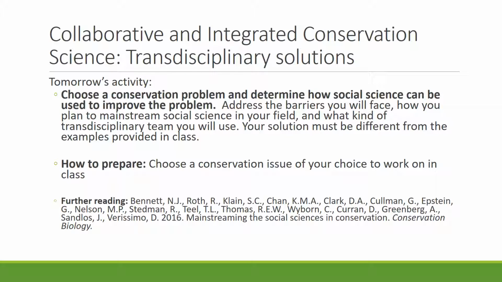To finish up today's lecture, I want to talk about tomorrow's class activity. You are going to be working in groups and choosing a conservation problem and determining how social science can be used to improve that problem. You'll be addressing the barriers you'll face, how you plan to mainstream the social science into your field, and what kind of transdisciplinary team you will use. Your solutions must be different from examples provided in this lecture. More details will be provided tomorrow in class, but if you want to prepare, you can choose a conservation issue of your choice to work on.